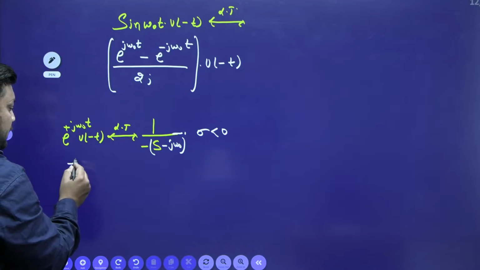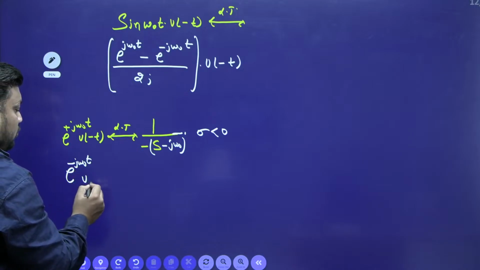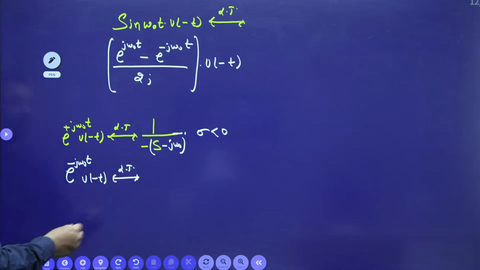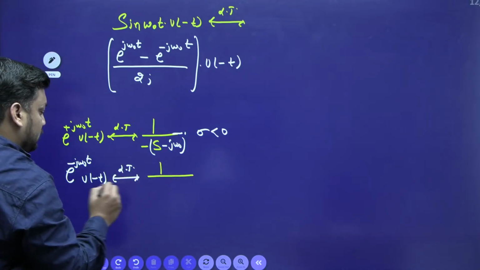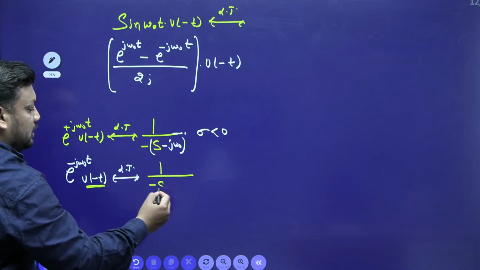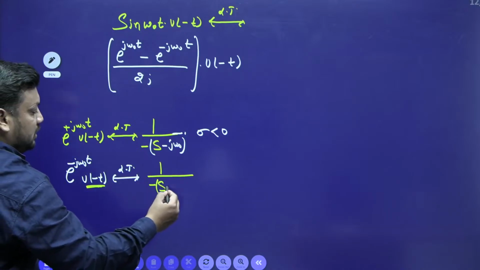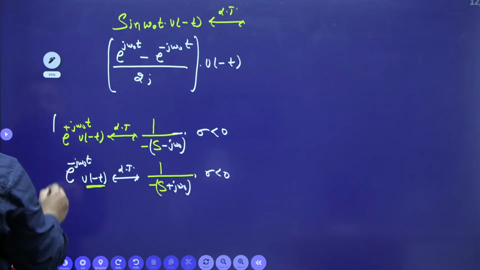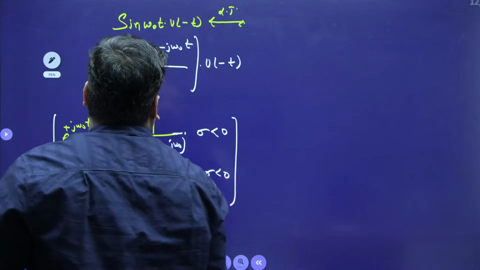Similarly, e to the power minus j omega naught t into u of minus t, what is the Laplace transform? So its Laplace transform is nothing but 1 upon minus s as already for this, but this time s will be replaced as s plus j omega naught, and sigma is already less than 0. If you know this fact, then you can apply it here.